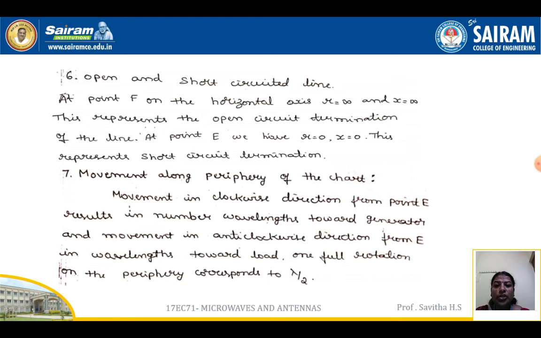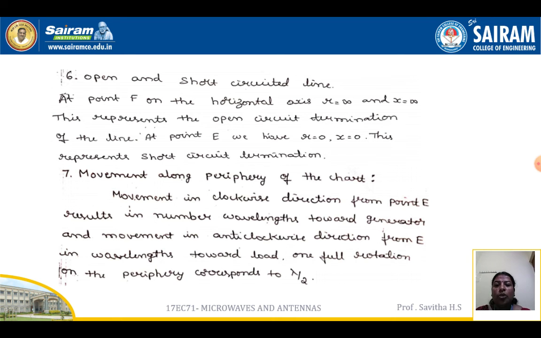Next, open and short circuit line, which I also showed in the diagram. At point F on the horizontal axis, R is equal to infinity and X is equal to infinity, which represents the open circuit termination of the line. At point E, we have R is equal to 0 and X is equal to 0. This represents short circuit termination.